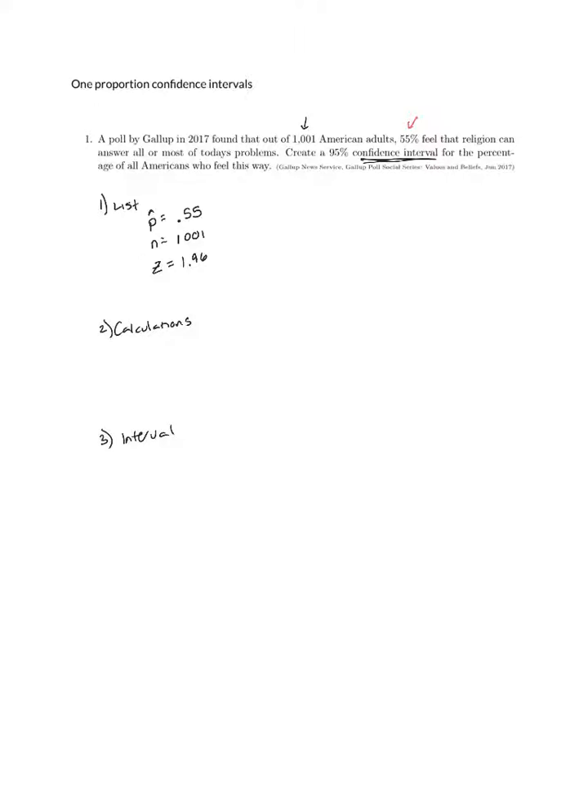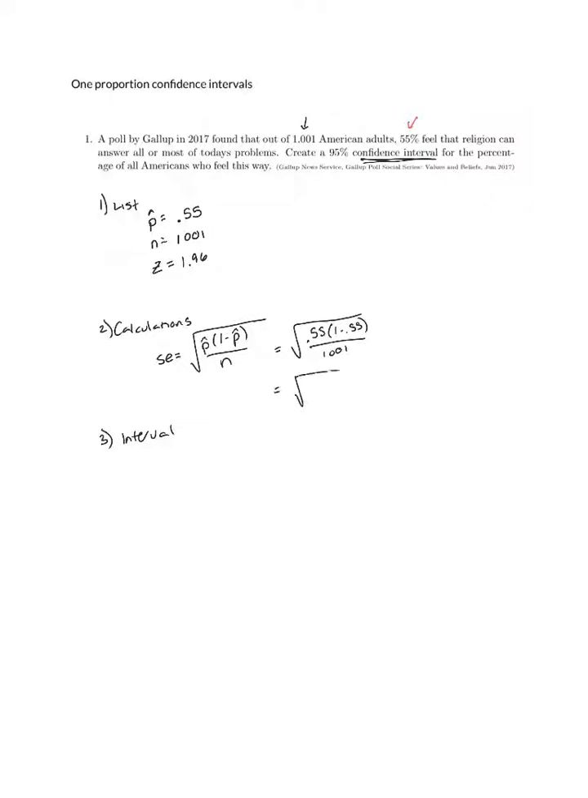After we make our list, the next thing we need to do is our calculations. The only thing we need to calculate is SE here. Remember, SE is standard error. It's our estimate of our standard deviation. SE is equal to the square root of p hat times 1 minus p hat, all over n. So when we plug this in here, I'll have the square root of 0.55 times 1 minus 0.55, all over 1,001.